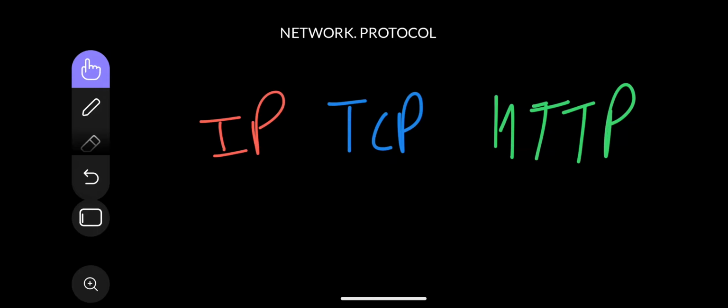So hi everybody, in today's video we will be looking at network protocols. We are going to look at a lot of things: IP, TCP, and HTTP. Then we will look at what an IP packet typically looks like, why these are important, and why, if they are not present, there would be a lot of problems when it comes to data sending. So let's get started.